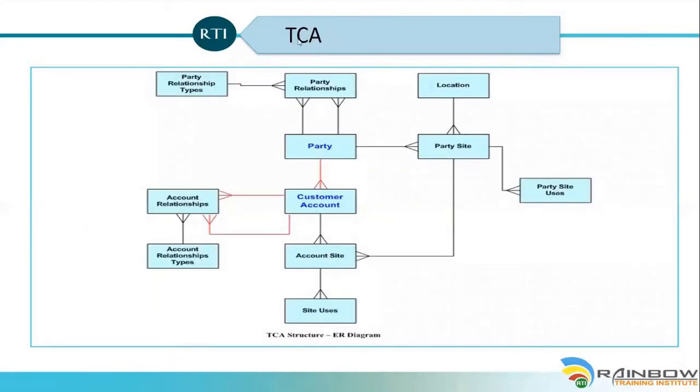Customer follows a TCA architecture. TCA stands for Trading Community Architecture. So it is a sort of a data model structure which customers follow in ERP Cloud. And when you have to create a customer, focus on these entities. So you don't create directly a customer account in ERP Cloud.